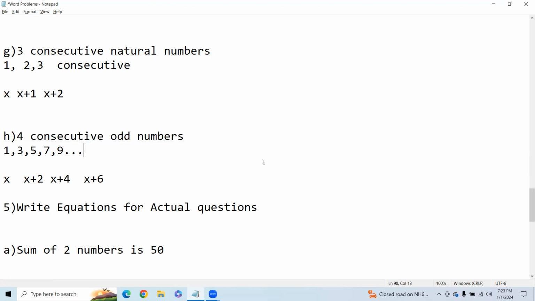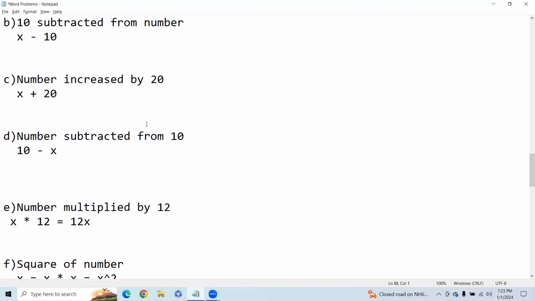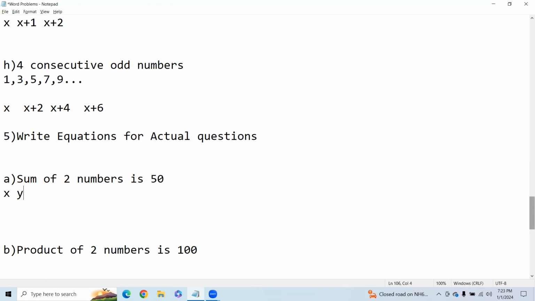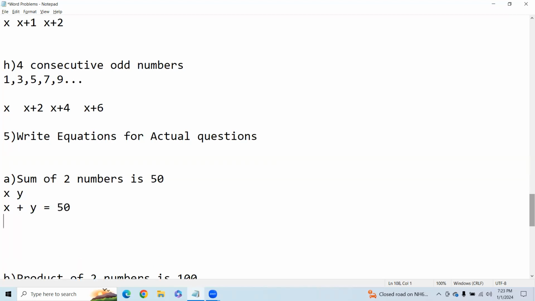Now let's write down the equations for actual questions. Initially we have seen the normal problem statements. Now we are going to do actual questions. Sum of two numbers is 50. Let's assume first number as X, second number as Y. So we can write it as X plus Y is equal to 50. You can take any random variable. You can take AB also. You can take PQ also. X plus Y is 50.